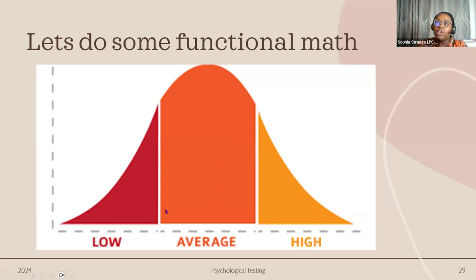Now, another measure might have its average score be 130. So if this is the average for IQ, but then I'm using a different measure that has a 130, we need a bigger cup. So you have to look at the size of your cup with each assessment that you go through.